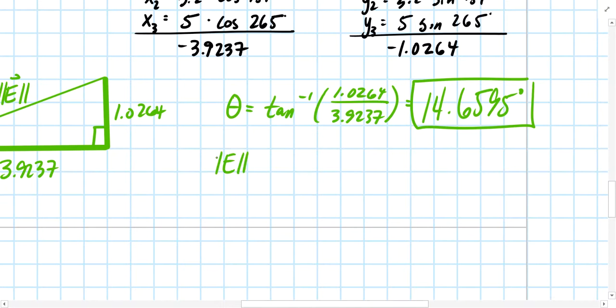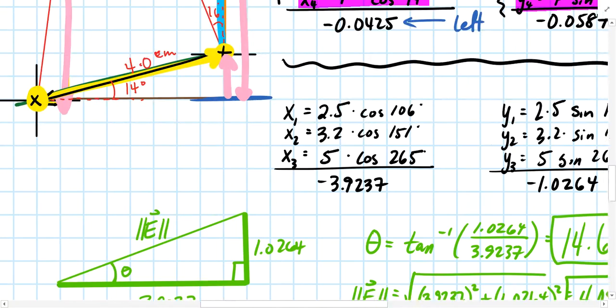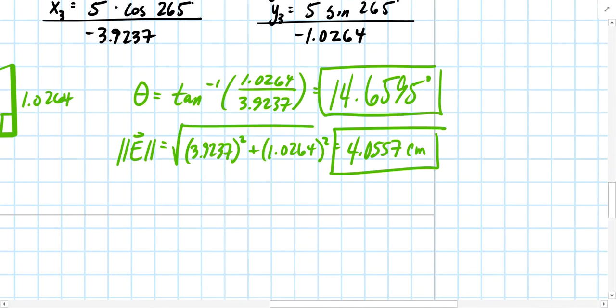Now this equilibrant vector, that's just the length of the hypotenuse, and if E squared is equal to a squared plus b squared, then this result is equal to the square root of 3.9237 squared plus 1.0264 squared. And that ends up being 4.0557 centimeters, so not quite the 4 centimeters of travel, but 4.055.